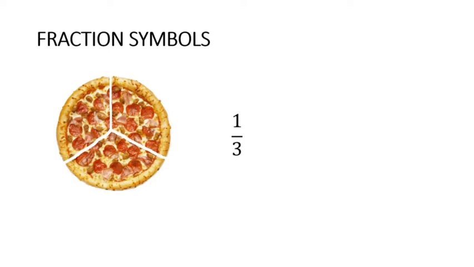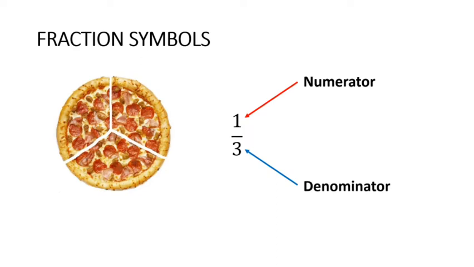Note carefully, we have a 1 followed by a horizontal line and a 3. The 3 means we have 3 equal parts. 1 means we have selected one of the 3 equal parts. The 1 is called the numerator and the 3 is called the denominator. The line that separates the 1 and the 3 is called the vincular.